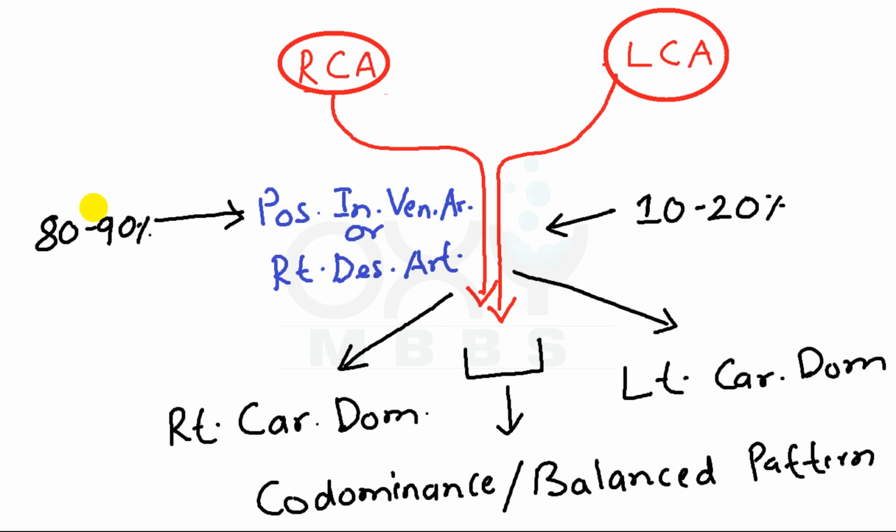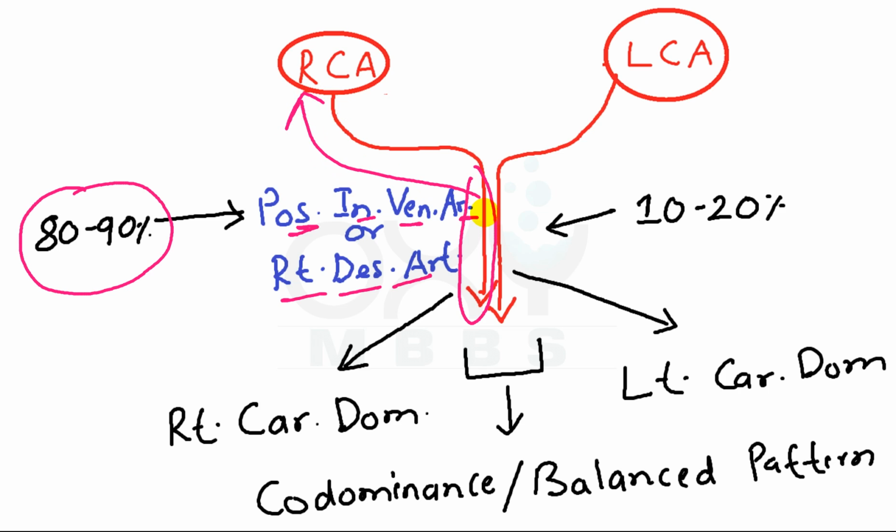Now friends, in approximately 80 to 90% of people, the posterior interventricular artery, also called the posterior descending artery, comes from the right coronary artery. But in 10 to 20% of people, this posterior interventricular artery is not coming from the right coronary artery, rather it is coming from the left coronary artery.